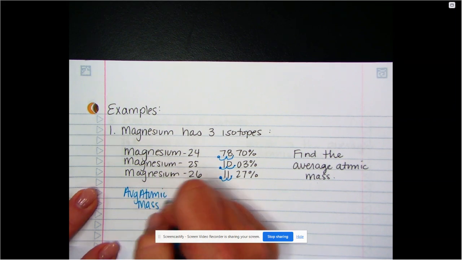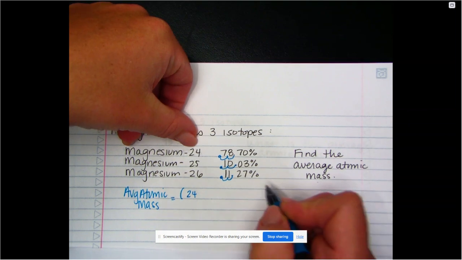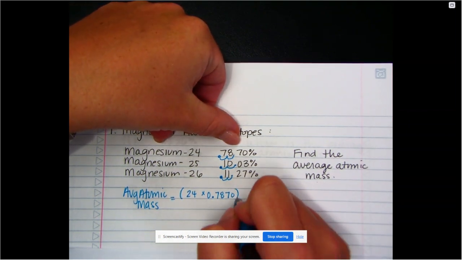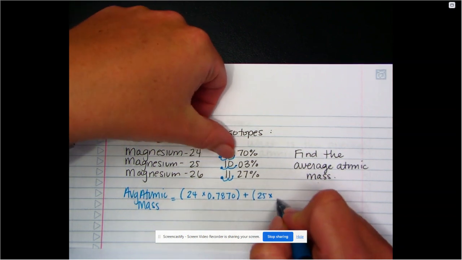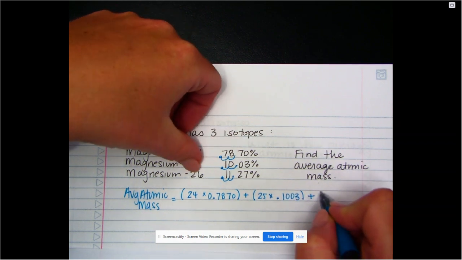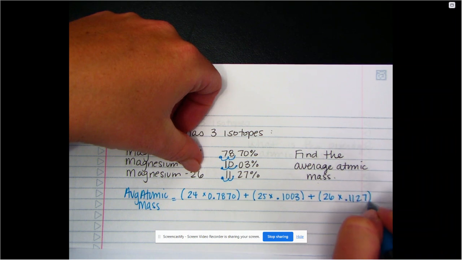So here is my calculation. I'm going to take the mass, which is 24, times the percentage, 0.7870, plus 25 times its percentage, 0.1003, plus the mass, 26, times its percentage, 0.1127.